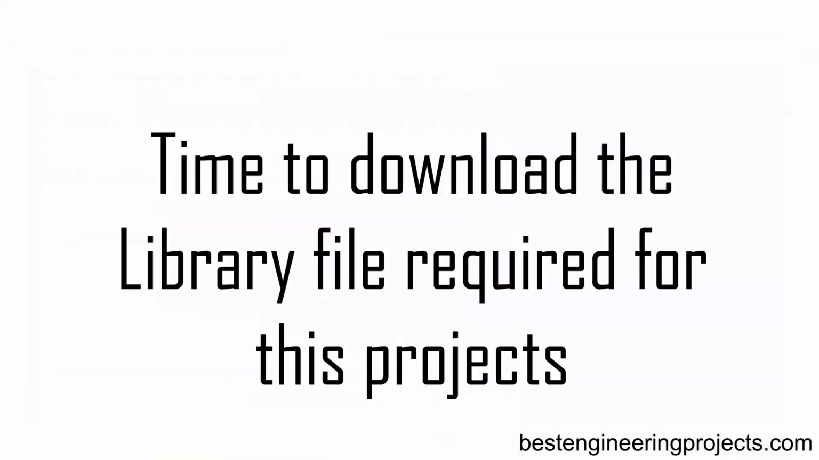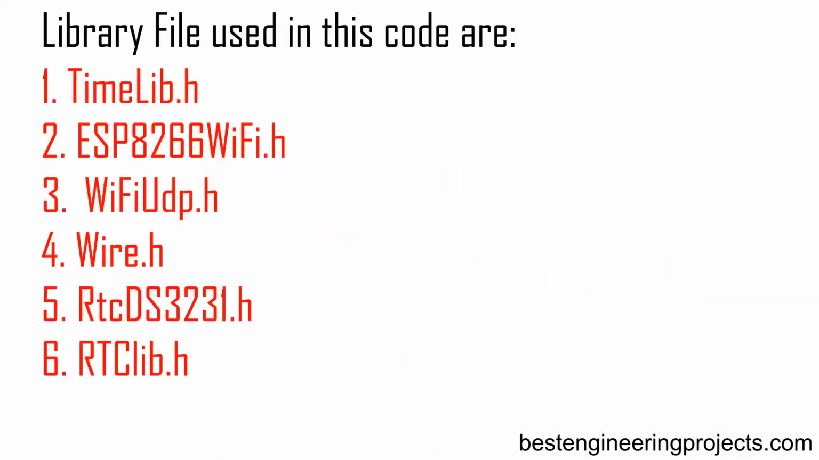Before using this code, at first you have to download various library files, because without these library files, this code will not run. There are altogether 6 library files which we are going to use in this project. They are Time.h, ESP8266WiFi.h, WiFiUdp.h, Wire.h, RTClib DS3231.h and LCD.h, that is LiquidCrystal.h.